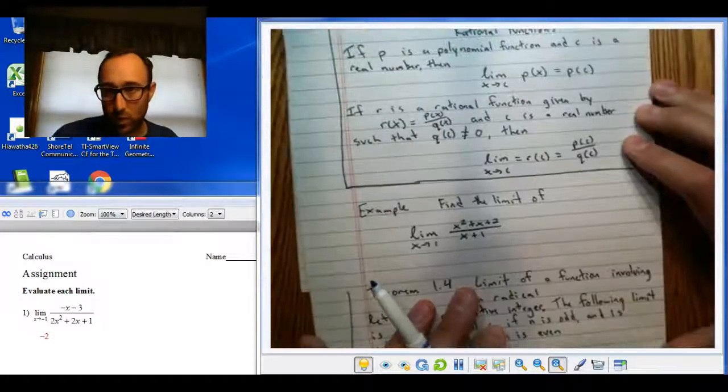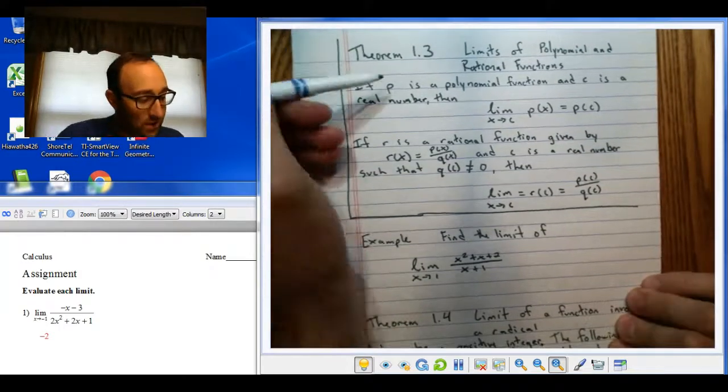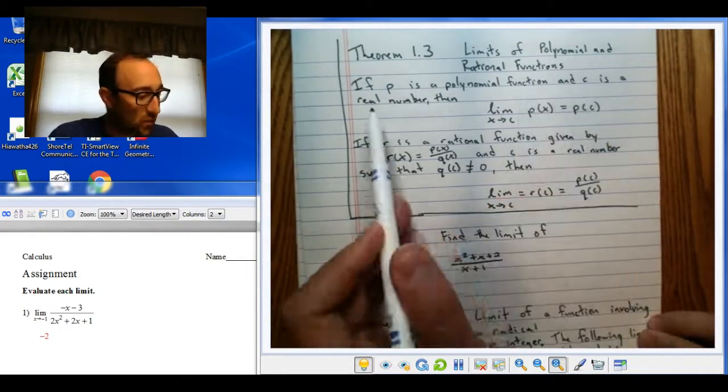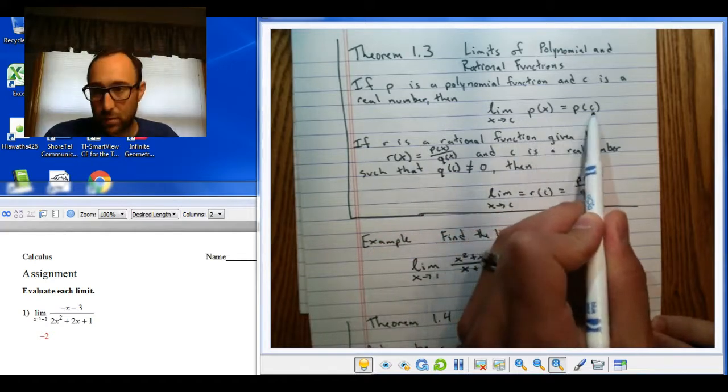Next, we have theorem 1.3, limits of polynomial and rational functions. If p is a polynomial function and c is a real number, then the limit as x approaches c of p of x equals p of c.